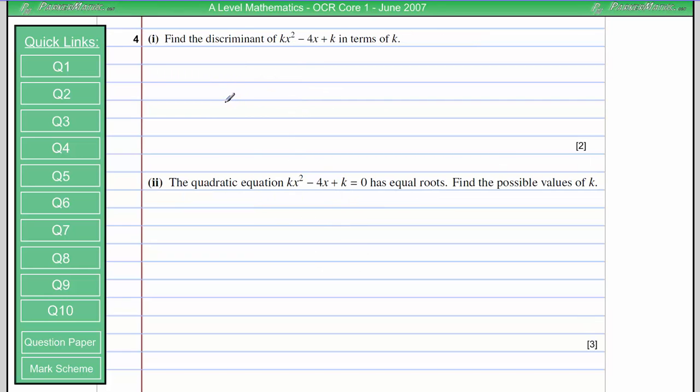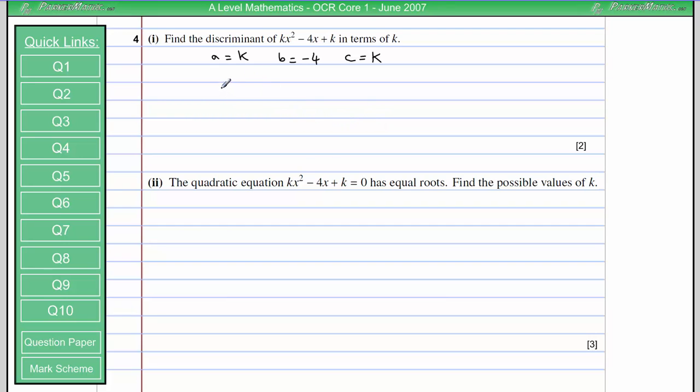Question 4, part 1. Find the discriminant of kx squared minus 4x plus k in terms of k. We'll start by writing down the coefficients of x squared, x, and the constant on its own. So I'm going to write a equals k because that's what the x squared is being multiplied by. Our b will be negative 4 because that's what the x is being multiplied by. And the constant on its own at the end is k, so we'll say c equals k. So I'm just labelling my coefficients a, b and c like I would if I was using the quadratic formula.